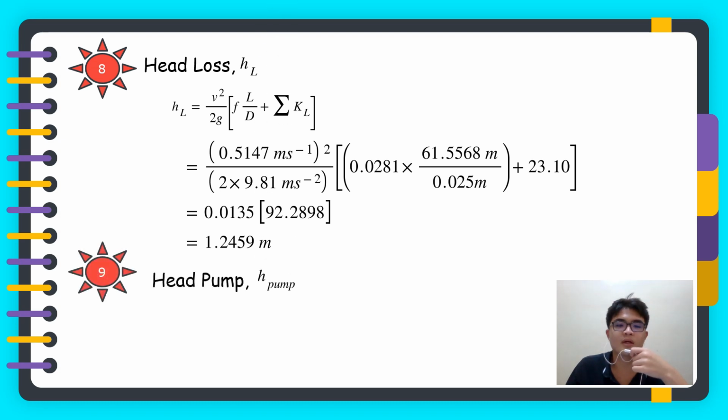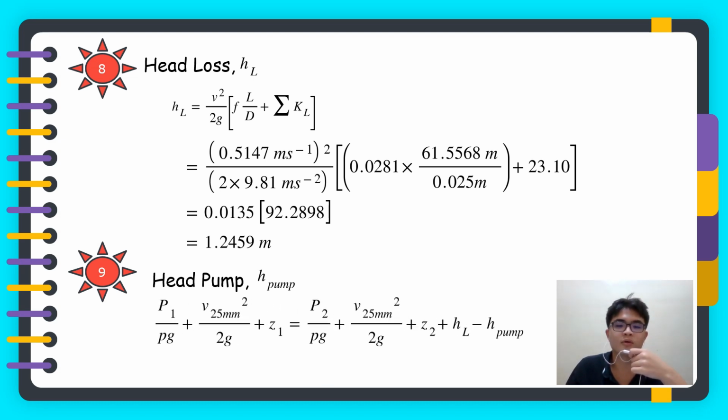Moving on to step number 9, we need to calculate the head pump, and in order to determine the equation of head pump, we need to start from the Bernoulli equation. So this is the Bernoulli equation, and we need to cancel all the unwanted terms. And finally we get the equation of head pump to be Z2 plus the head loss.